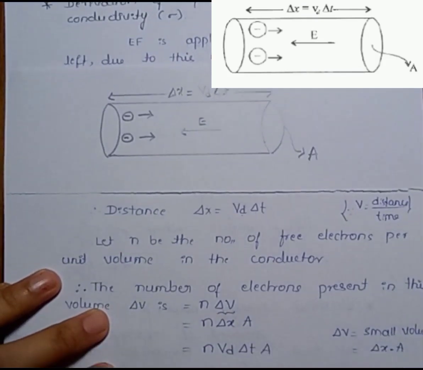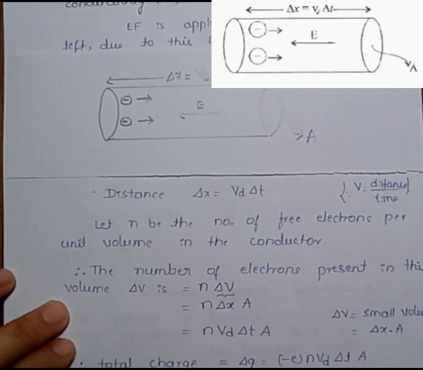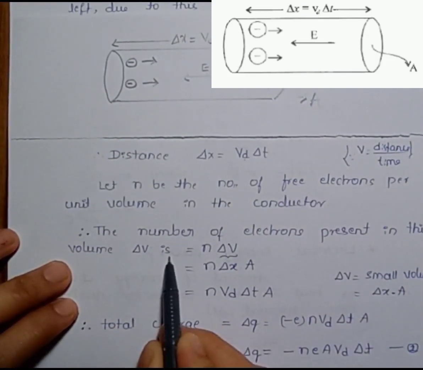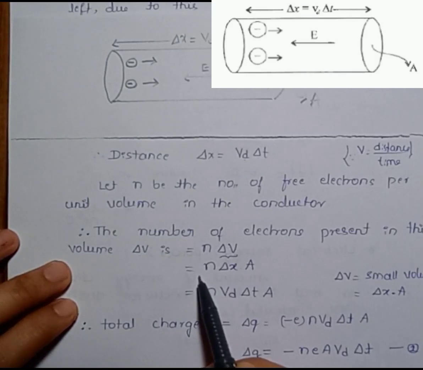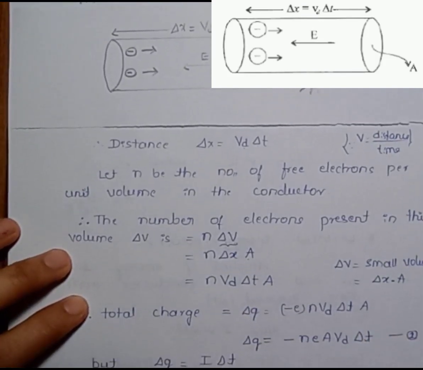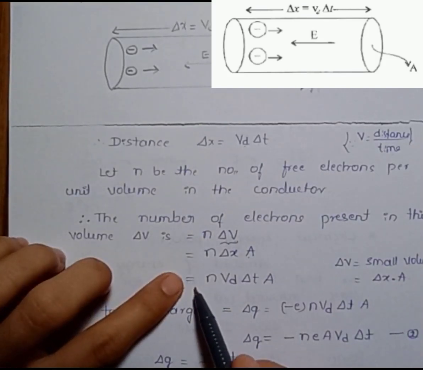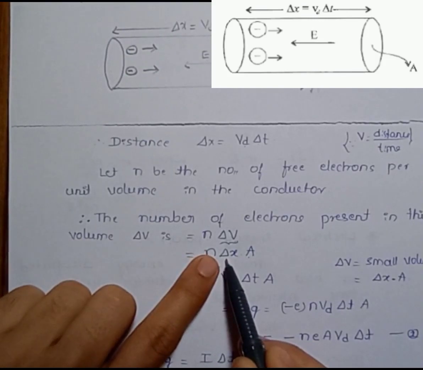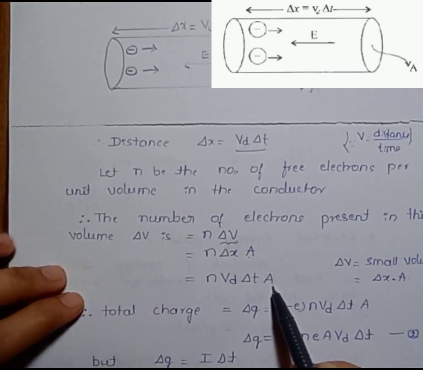If you consider there are n free electrons per unit volume in the conductor, then the number of electrons present in the volume delta V becomes n into delta V. Delta V is equal to delta x into the area of cross section A, because delta V is a small volume, and that small volume can be written as a small distance delta x into the area of cross section A. Then it equals n into Vd delta t into the area of cross section A.